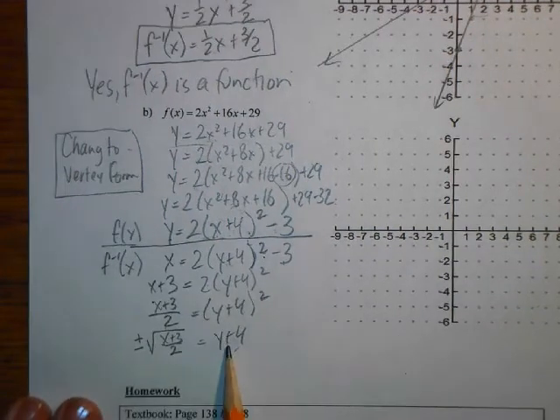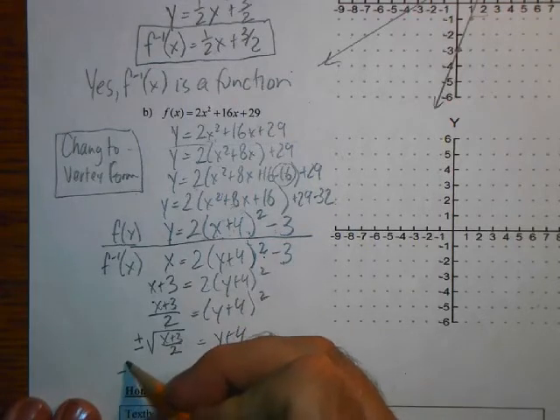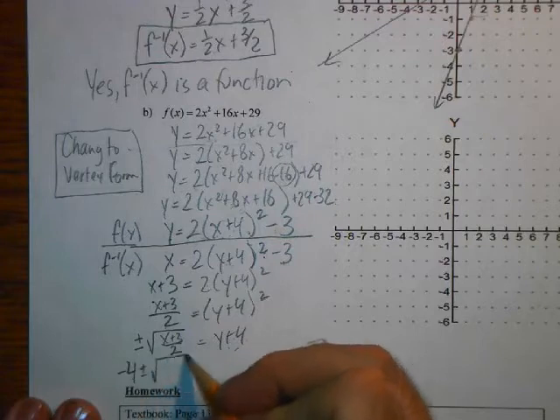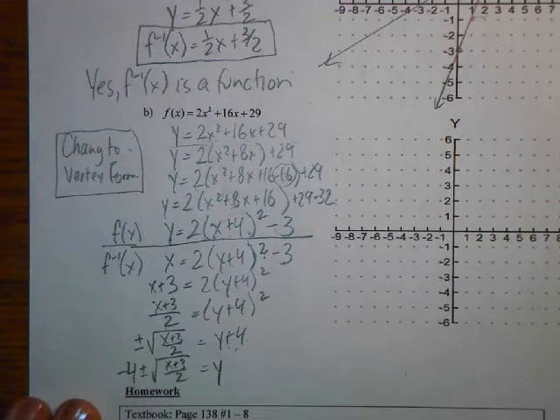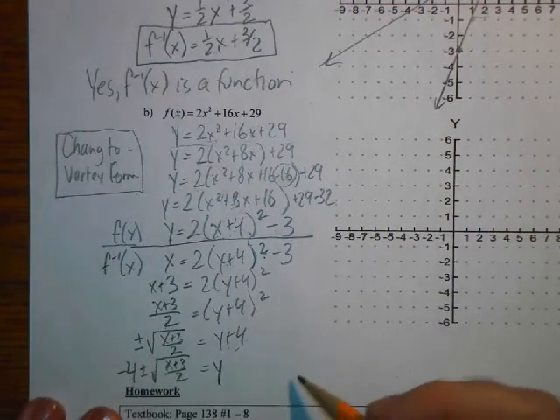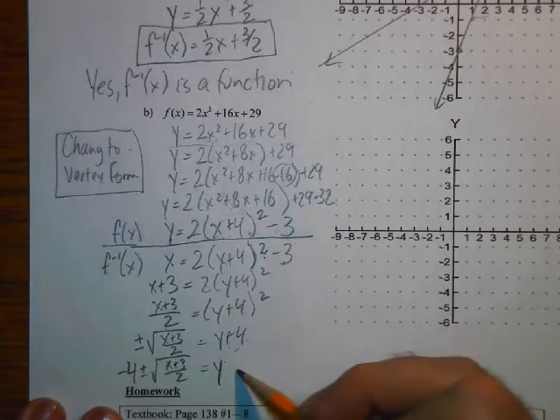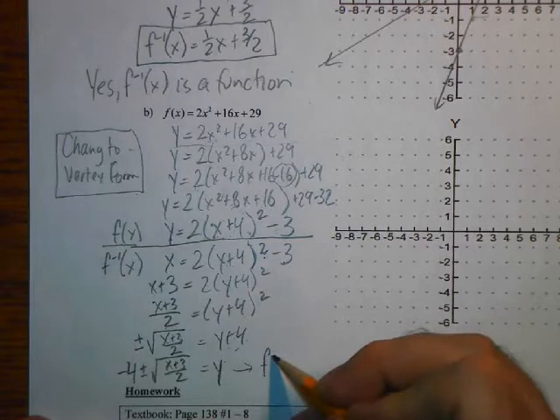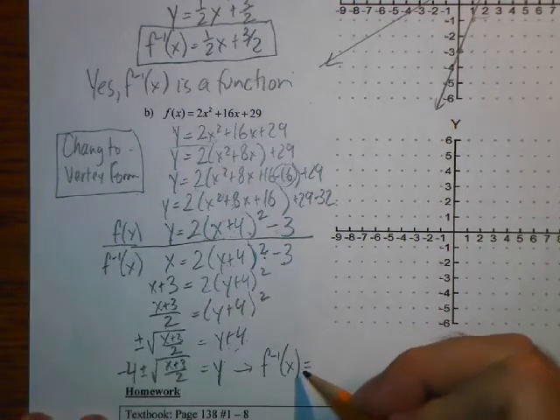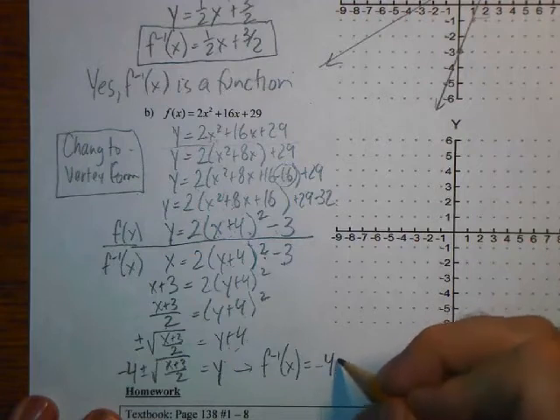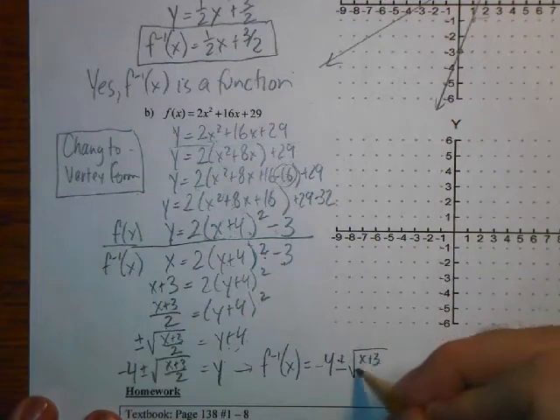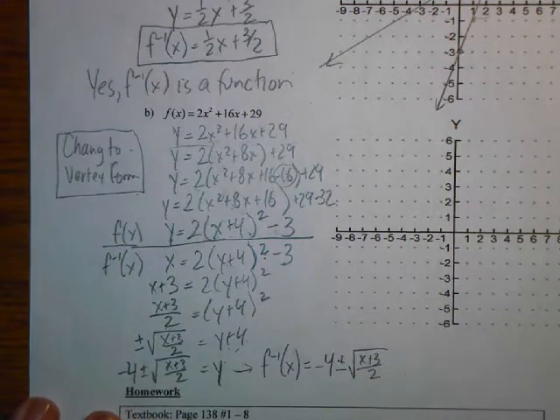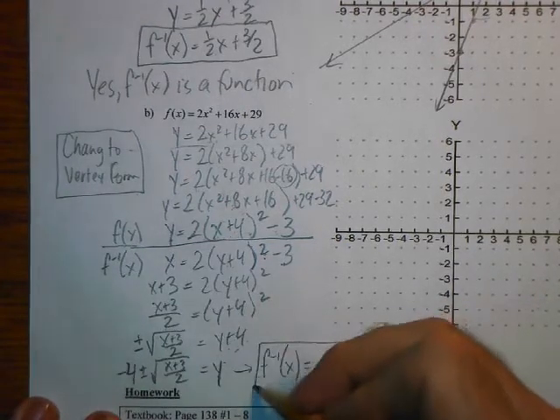Okay, and then the last thing I do is subtract 4. So when I do that, I've got minus 4 plus or minus the square root of (x plus 3) over 2 is equal to y. And now I can change that y to the inverse: f inverse of x is equal to negative 4 plus or minus the square root of (x plus 3) over 2. And that's it. So here is your actual equation of the inverse function.